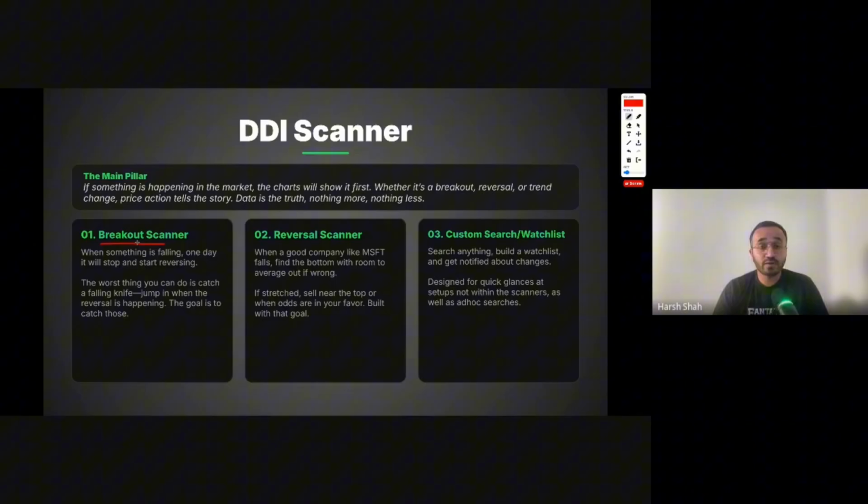So that is the goal of the Breakout Scanner. What it does is it waits patiently for things to fall. After it has reached the bottom, it will start reversing back. Once it starts reversing back, it will break out of some structure. And when it tries to break out of something, that means the bottom is in and it is building strength on the upside.